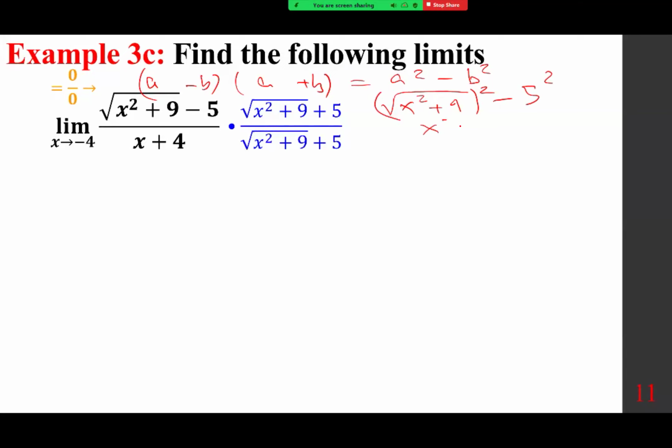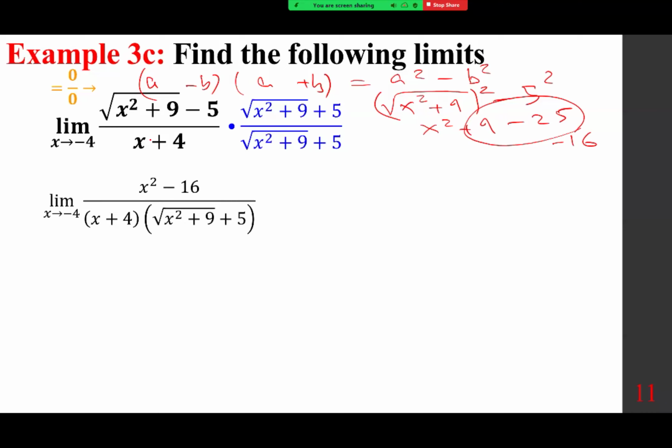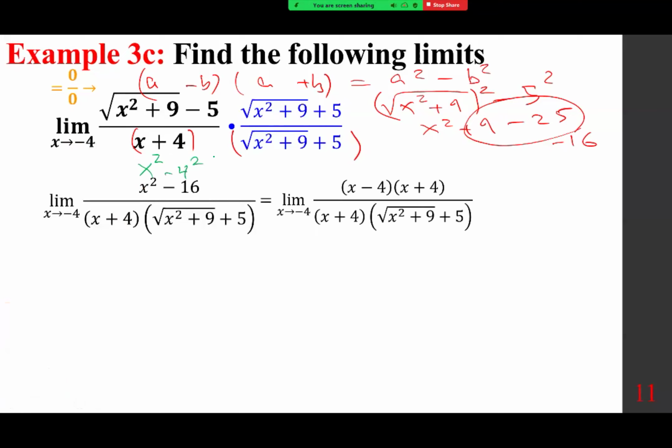So this is x squared plus 9. This is minus 25. And these two numbers add up to negative 16. And the denominator, you never ever touch it. You write them as a product because x is approaching negative 4. x plus 4 is a problem. Clearly, the numerator is x squared minus 4 squared, which is x minus 4 times x plus 4. We can drop the common factor of x plus 4.